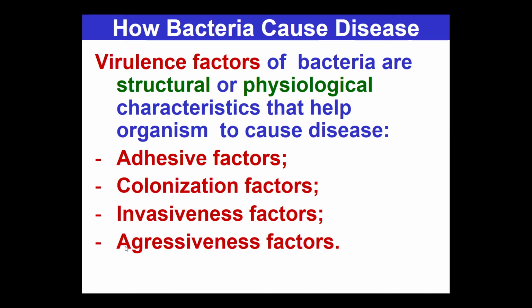And the last one is aggressiveness factors. Aggressiveness factors are structural compounds or substances of bacteria that help them be resistant to the human cells and the human immune system. It means aggressiveness of microbes. This is the capacity to bypass immune response mechanisms of humans. Aggressiveness factors protect bacteria from attack by human leukocytes, antibodies or other immune factors.